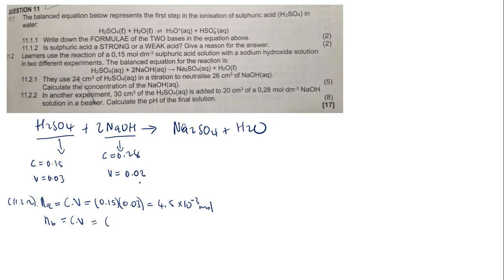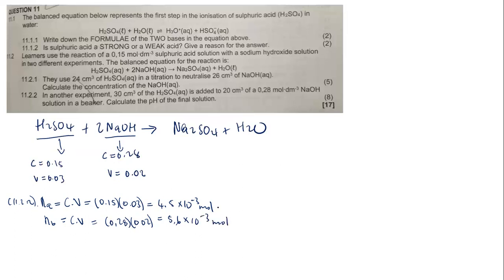And then in this case, our concentration is 0.28 multiplied by volume, which is 0.02. Therefore, when we punch this on our calculator, 0.28 multiplied by 0.02, we get 5.6 times 10 to the power negative 3 moles.